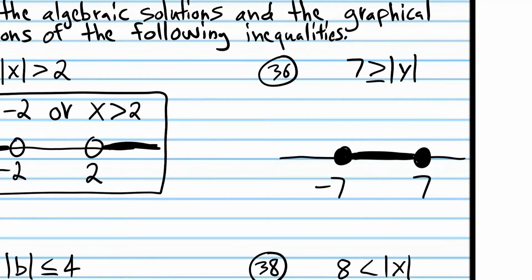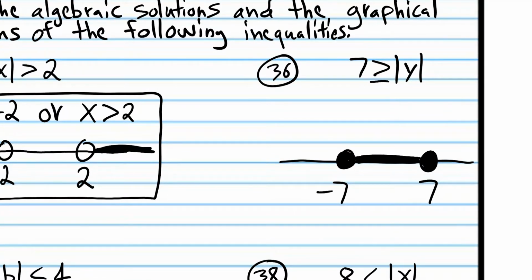For example, if I plug in 0, the absolute value of 0 is 0, and 0 is definitely less than 7. So all the values inside, they work, but all these values, they don't work. So that's what this graphical solution means.